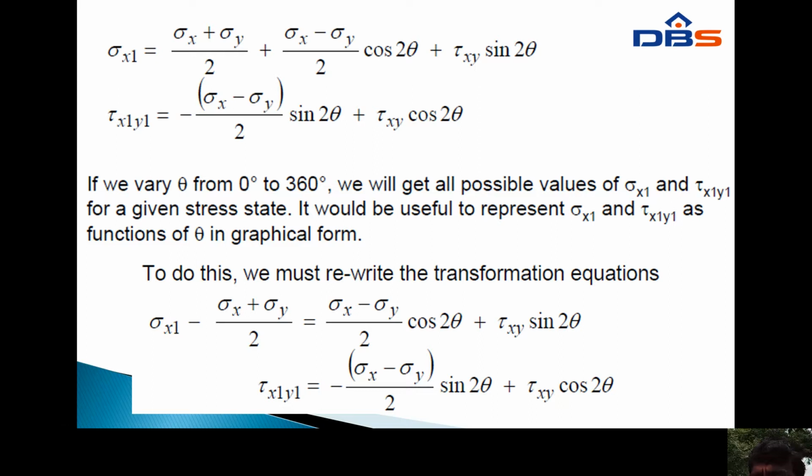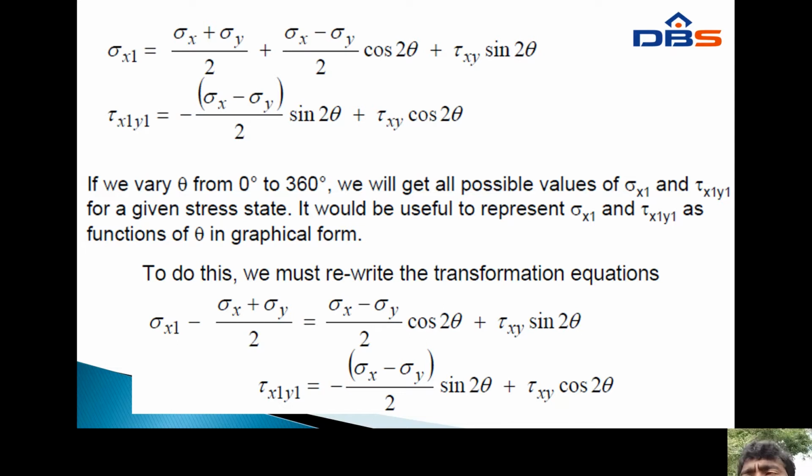Some forces are acting as sigma x1. Sigma x1 equals sigma x plus sigma y by 2, plus sigma x minus sigma y by 2 cos 2 theta, plus tau xy sin 2 theta. This is the stress acting in the sigma x1 direction. Next, tau x1y1 equals minus of sigma x minus sigma y by 2 sin 2 theta, plus tau xy cos 2 theta. These values are the shear stresses and stresses.